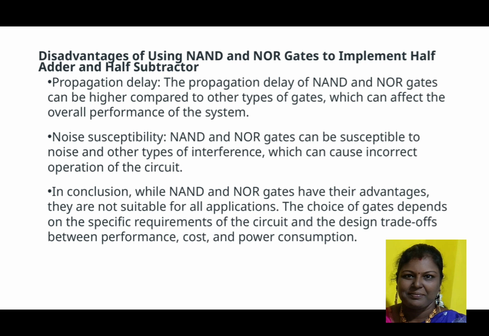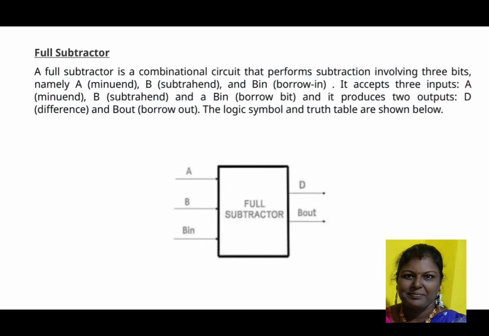Let's talk about the full subtractor, a circuit that handles subtraction with 3 bits. It takes in A, the minuend, B, the subtrahend, and Bin, the borrow-in bit. From these inputs, it gives us 2 outputs, the difference D and the borrow-out Bout. This circuit is essential when we need to subtract binary numbers bit by bit, especially when borrowing is involved.